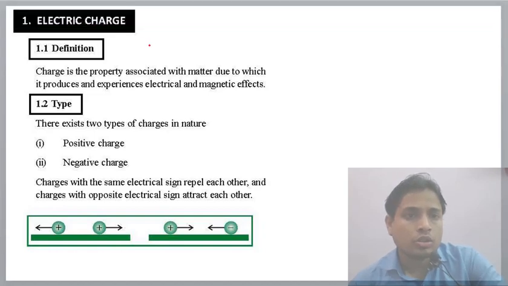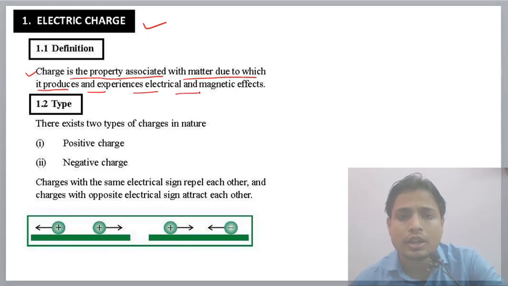So first of all, electric charge is the property associated with matter due to which it produces and experiences the electric and magnetic effect. It means charge is a property of matter due to which it produces the electric and magnetic effect. When the charge is moving, it produces electricity. When charge is moving, it also produces the magnetic effect.